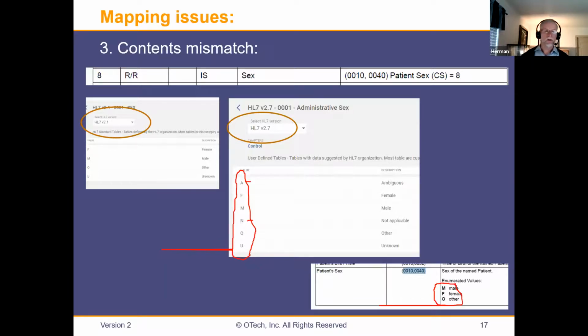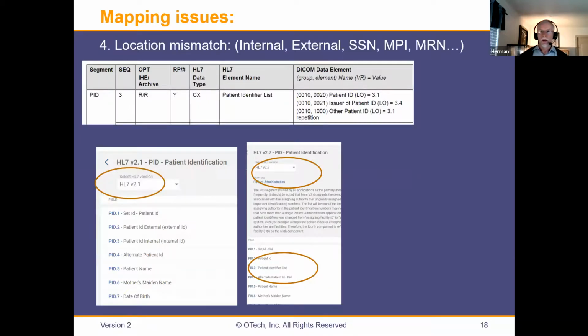So tables, content mismatch. There's also what I call the location mismatch. And patient ID is notorious for that. Right? Because patient IDs, and actually there was a question, one of the people that registered for this, the particular tricks and tips, said, so how do I deal with MPIs? So there's a lot of patient IDs. There's a master patient index, MPI, there's a medical record number, there's a social security number, there's an internal ID, there's an external ID. So particularly in the United States, we're kind of chaotic.